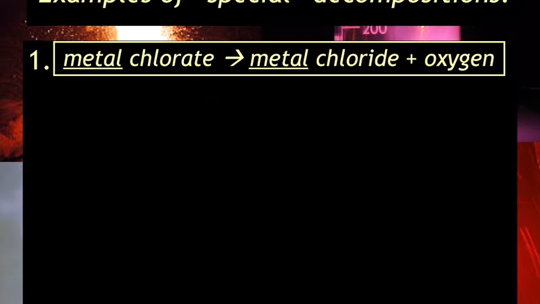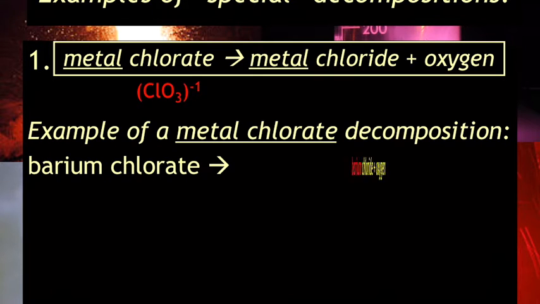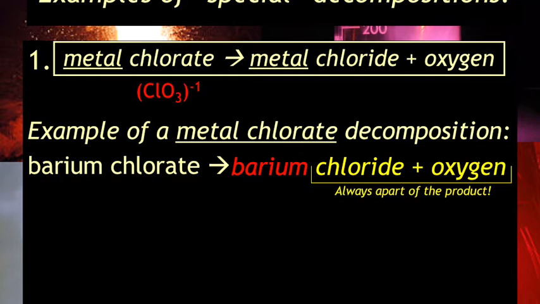We do have a few special decompositions. So the first one is when we have a metal chlorate, and it's going to break down into a metal chloride and oxygen. So for example, barium chlorate breaks down into barium chloride and oxygen. This chloride plus oxygen will always be a part of the product for this special kind of decomposition. And then whatever the metal is just moves on over.